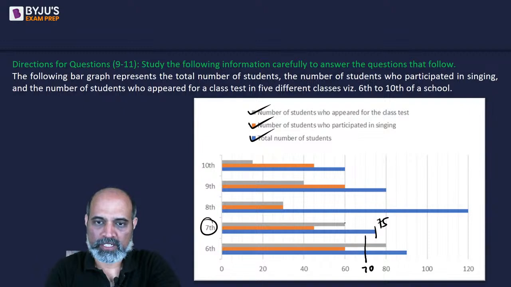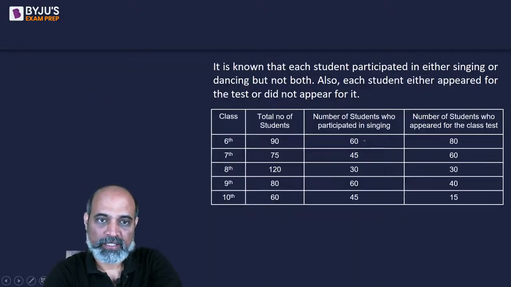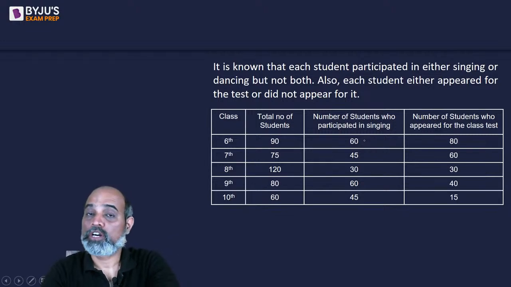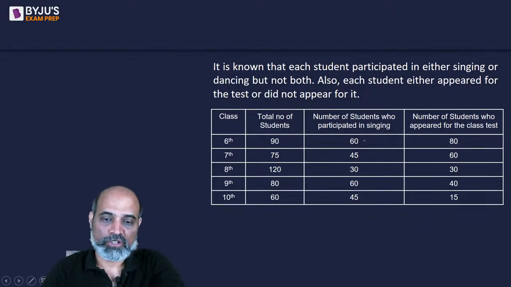Out of these many students, 60 students appeared for class test. And these many students, which is less than 50, right? So 45, 44, 43, 46, something. Those many students participated in singing. So this is the breakup. It is known that each student participated in either singing or dancing, but not both. So there is one more activity, which is dancing. Also, each student either appeared for the test or did not appear for it. Okay.